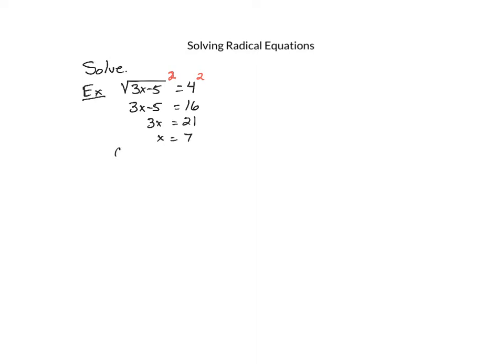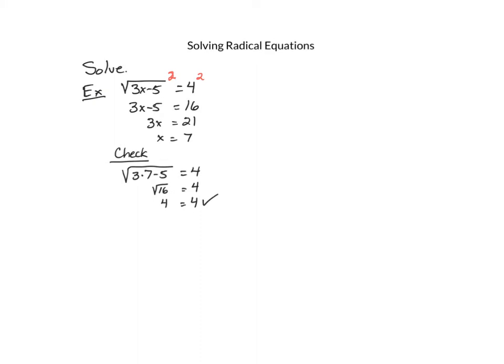And let's just check this. Make sure that it actually works. Let's pop 7 into the original equation. We have 3 times 7 minus 5 underneath the radical sign. And on the right-hand side, we have a 4. So let's simplify. 3 times 7 minus 5 is 16. So we have the square root of 16 equals 4, and that means 4 equals 4, and this one checks.